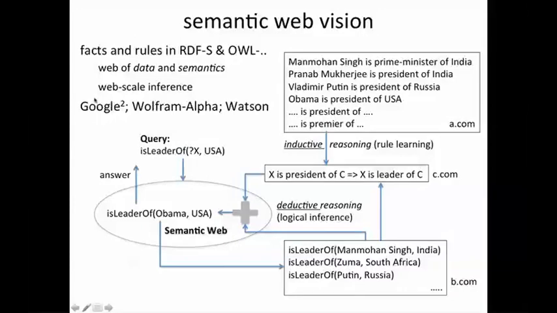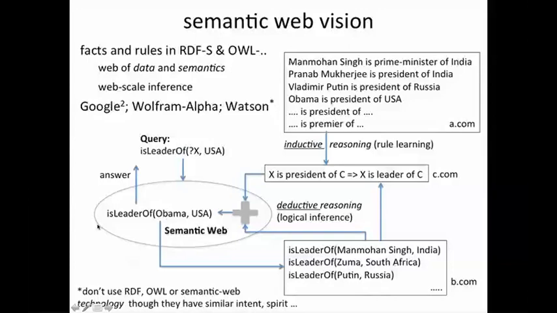It's essentially Google's attempt to extract lots of different facts from the World Wide Web. Wolfram Alpha is another recent search engine which relies on learning lots of facts about the world, and of course there's Watson, which we've come across earlier, the IBM program that won the Jeopardy challenge. These are efforts which don't necessarily use techniques like OWL and semantic web technologies, though they have a similar intent and spirit, which is essentially to learn facts from the web and be able to reason about those facts in a web intelligence system, as opposed to merely searching for web pages.